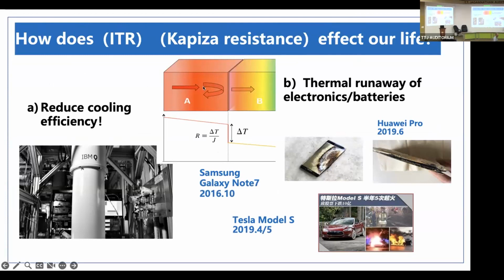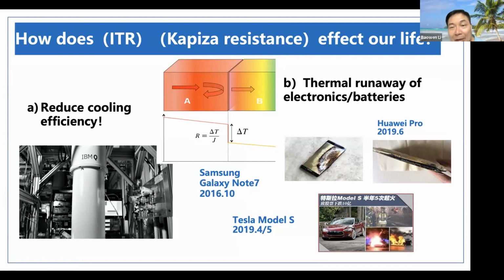So we know this Kapitsa resistance, which means that you have heat going through one material, let's say solid to liquid, and then you have a temperature jump here. So this interface can introduce a temperature jump, which means you can define a resistance here, which is called Kapitsa resistance. This was discovered by Kapitsa in solid and liquid helium. Of course, this thermal resistance can be extended to solid and solid, and solid and gas.